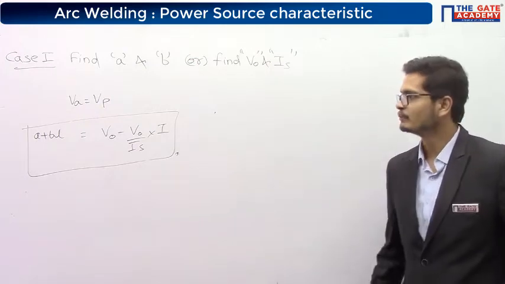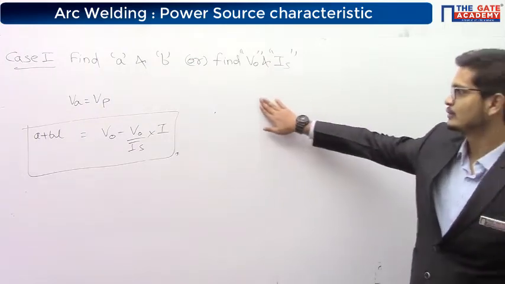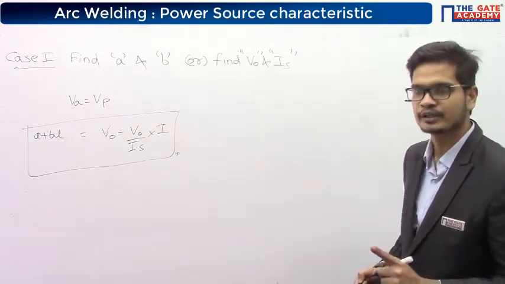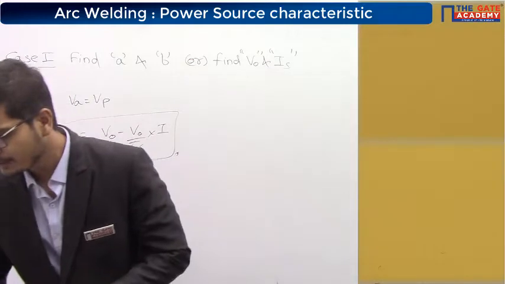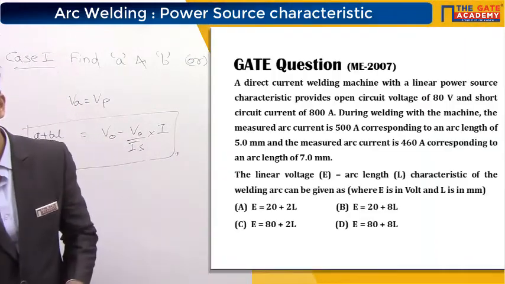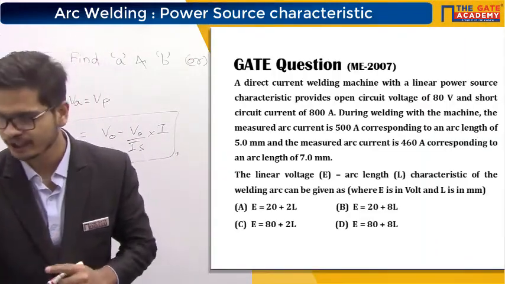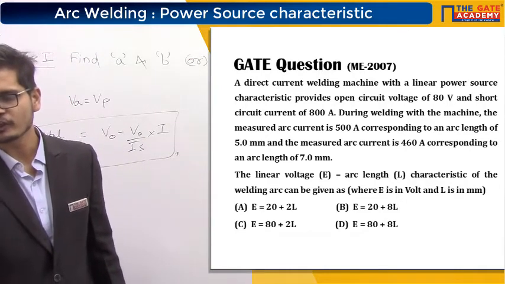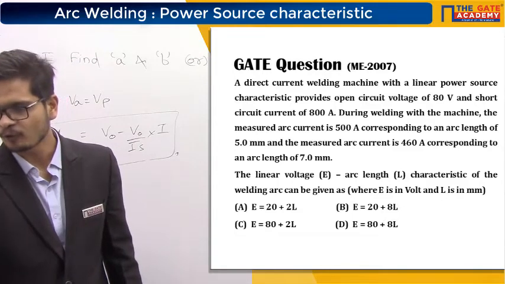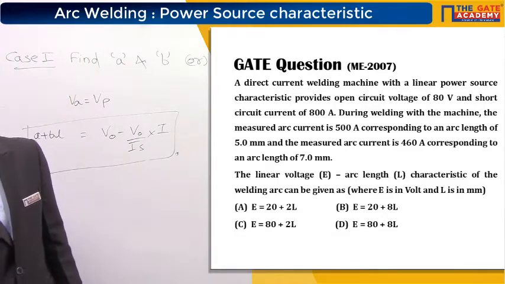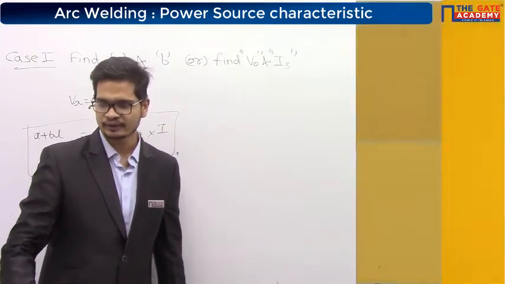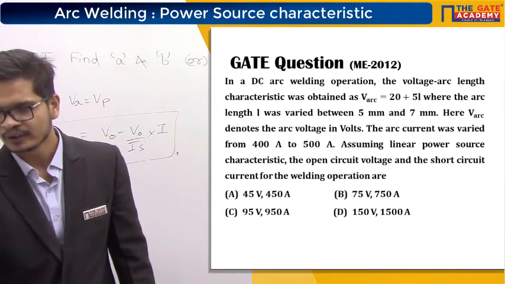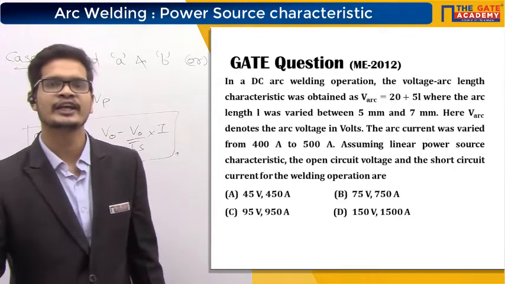Okay guys, please look here. One thing that you have to take care of in this question. See, in the previous question, they had directly mentioned, I have gone back to the previous question, please take care, that 500 ampere is for 5 mm arc length and 460 ampere is for 7 mm arc length. From this question, you can see that when the arc length was less, the current was more, and when the arc length was increased, the current got decreased.